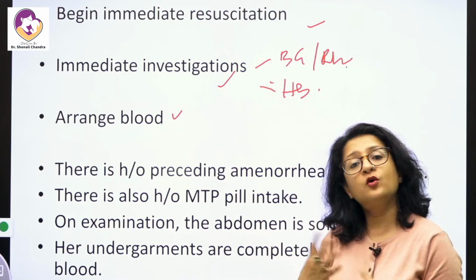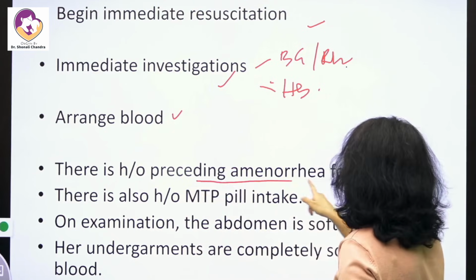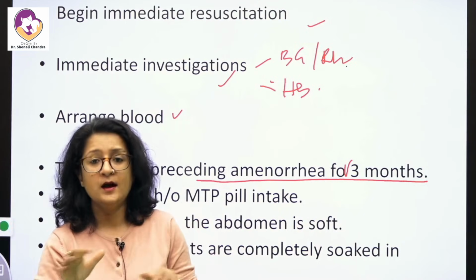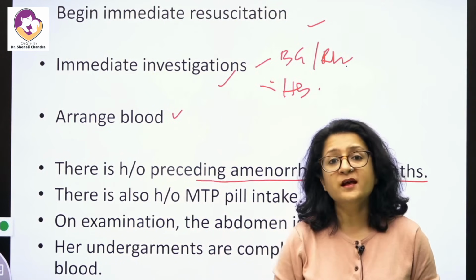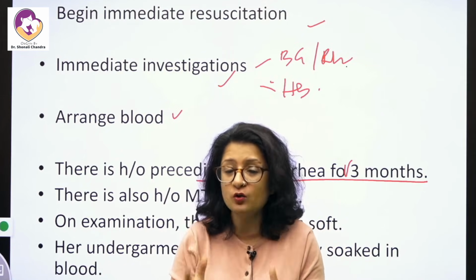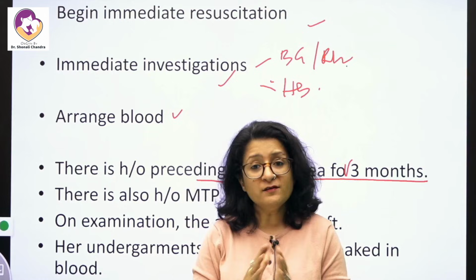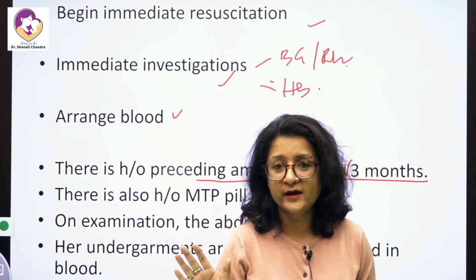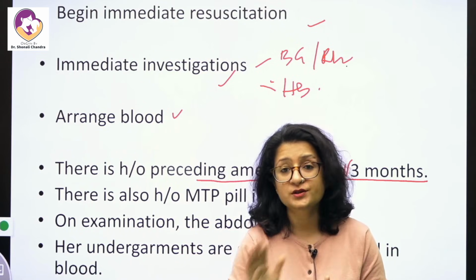Apart from that, let's see what a quick history tells us. We took a quick history and there is a history of preceding amenorrhea for 3 months. That is something which was not given in the initial presentation. They just said that she had come with a lot of bleeding. What is very, very important to understand: any woman in the reproductive age group, when she comes with an acute episode of bleeding, always and always rule out pregnancy complications. Even though she denies sexual intercourse, even though she denies any period of amenorrhea, very, very important, always consider pregnancy-related complications or abortions as a differential.